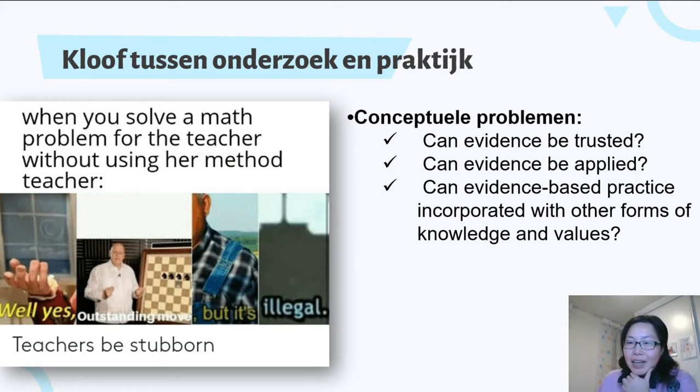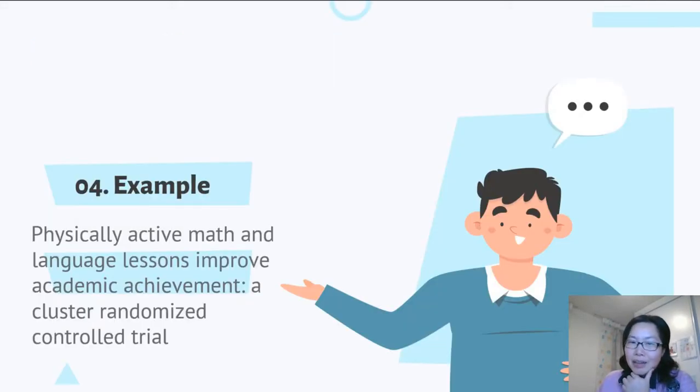Now, it's time for us to discuss some examples. Here, I adopted one journal publication from my colleague at Zurich. She is teaching regular students of the same subject. And her topic is about physically active math and language lessons improving academic achievement.